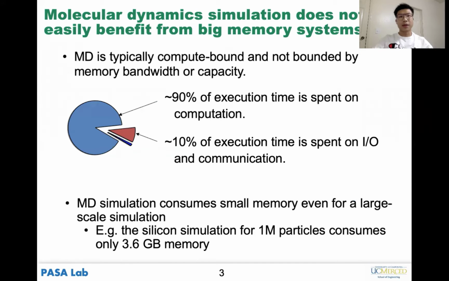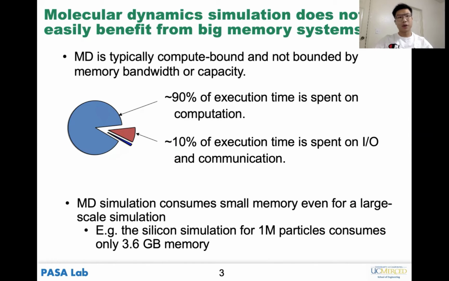Molecular dynamics simulation can be considered compute bound, where the limiting factor is how much compute performance the system can provide over time. Usually, more than 90% of execution time is spent on computation, and MD consumes small memory even for a large-scale simulation. For example, a simulation for 1 million particles consumes only 3.6 GB memory, which is far less than the typical memory capacity in a node.